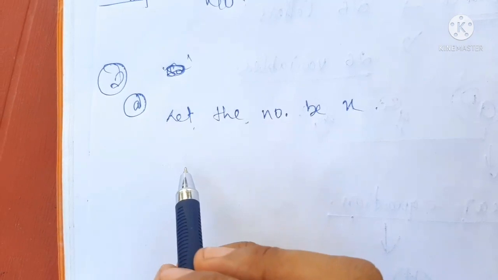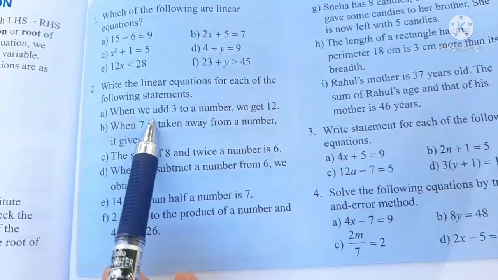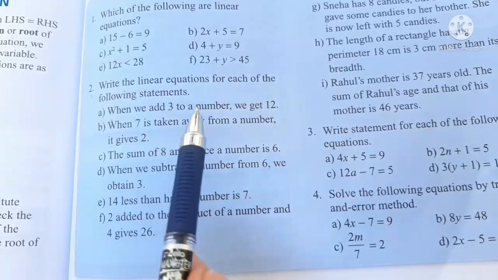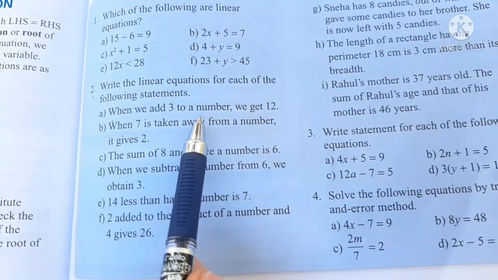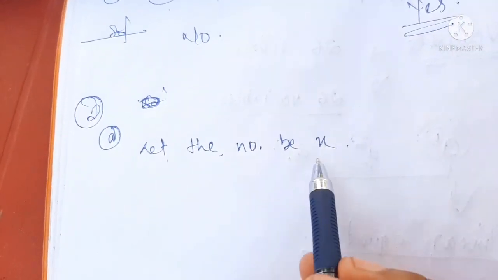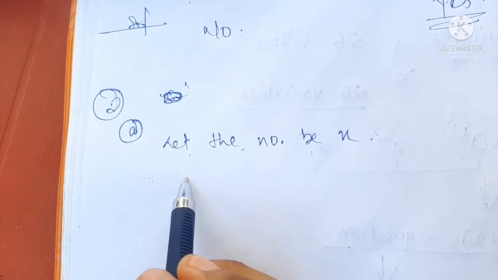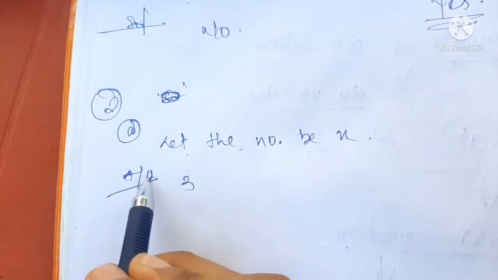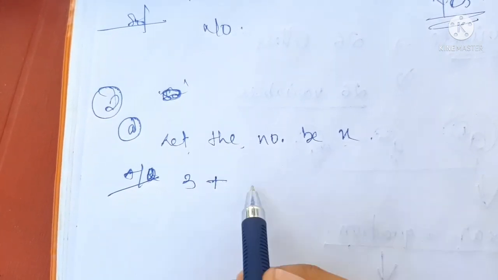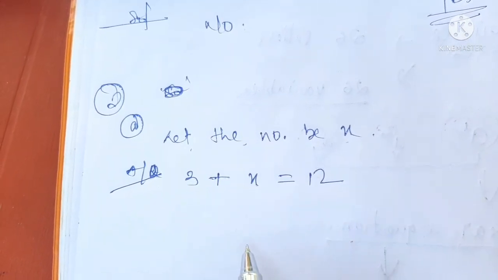In question number 2a, when we add 3 to a number we get 12. When we add means plus 3 to a number, do we know the number? No, right? So we will say let the number be x. The statement as per the question will be: when we add 3 to a number we don't know, so it will be 3 plus x, we get 12, equal to 12. So this will be the statement of this question.